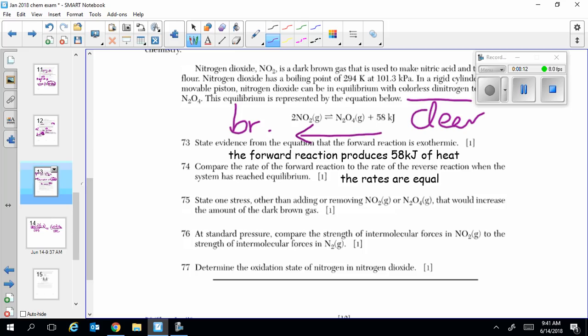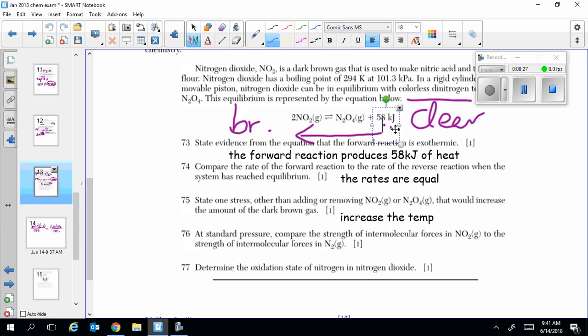If I want to increase the dark brown gas, I want to go this direction. So I would say the easiest thing to do, there's 58 kilojoules right here, so increase the temperature. If you increase the temperature, you are adding right here, which makes it shift to the left, which would increase the amount of NO2, which would make it brown.